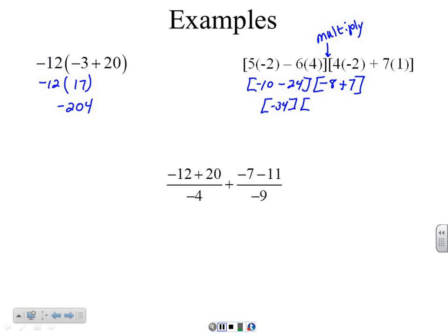And then we have a negative 8 and a positive 7, which is going to give us a negative 1. Now the last step we're going to do is multiply these two numbers together, which is going to give us a positive 34.